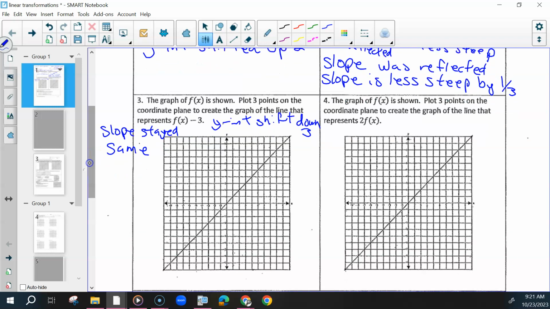So if the slope stayed the same and just our y-intercept shifted down from where it is, I'm going to go down 3 and plot a point. The directions say only plot 3 points, so I don't need to fill up the graph. I just need 3 more points. So someone give me 1 point that I can use. 1, -2 would work. I need one more point.